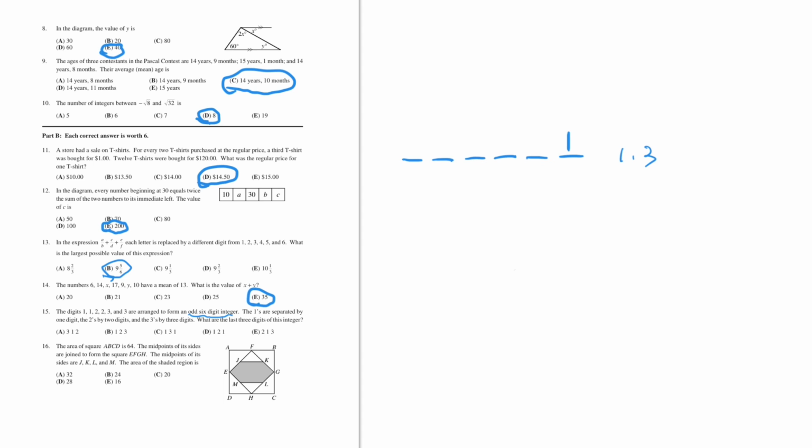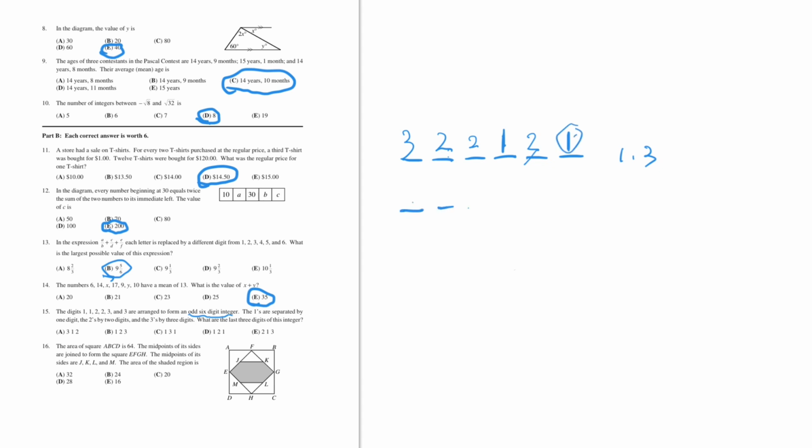If I put the 1 at the end, the 1s are separated by 1 digit, so we can put the other 1 here. Between the 1s, we can put 2 or 3, it doesn't matter. If we put the 2, the 3s must be separated by 3 digits, so that does not work. If I put the 3 here, then the other 3 must be here, but we leave 2 digits for the 2s, so it doesn't work for 1.